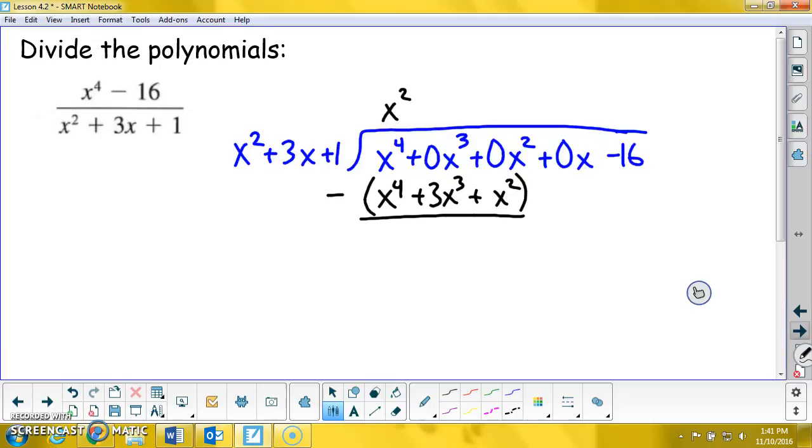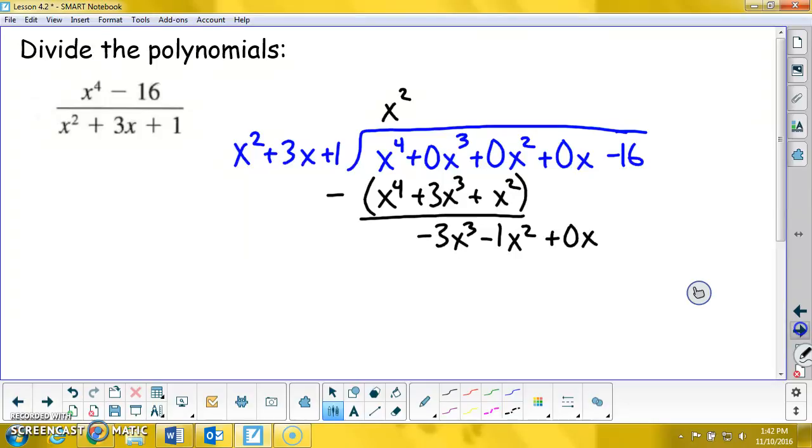Now you'll notice when I subtract I put parentheses around it, so we subtract each of these terms. So x to the 4th minus x to the 4th just cancels out. 0x to the 3rd minus 3x to the 3rd gives you negative 3x to the 3rd. 0x squared minus 1x squared gives you negative 1x squared. Bring down the next term.